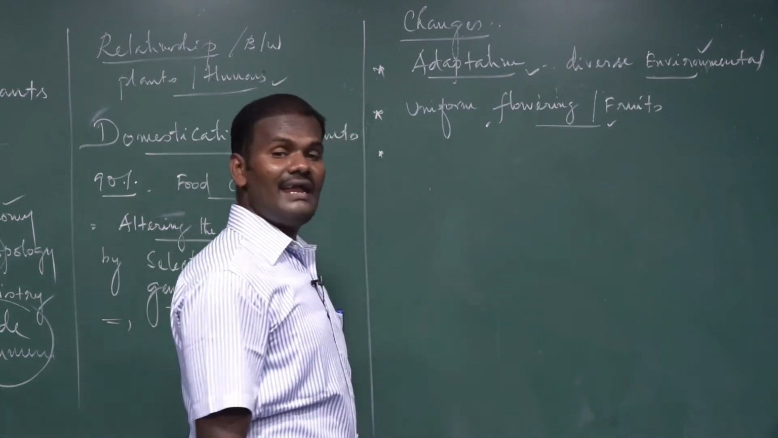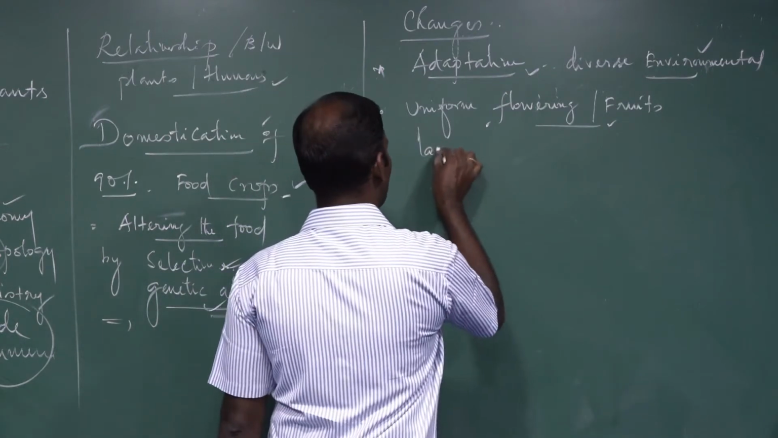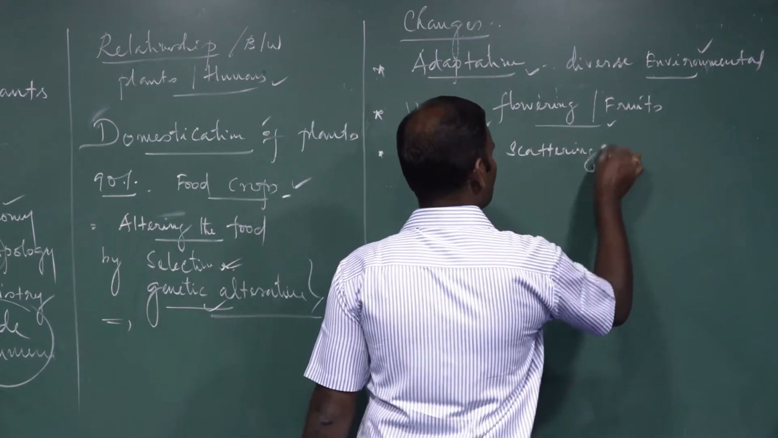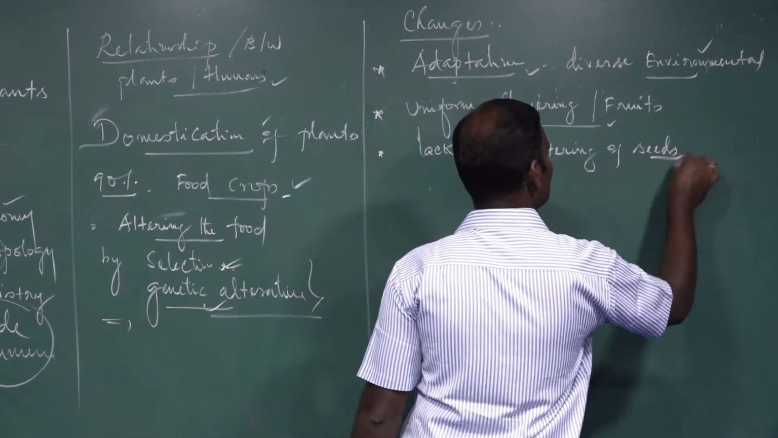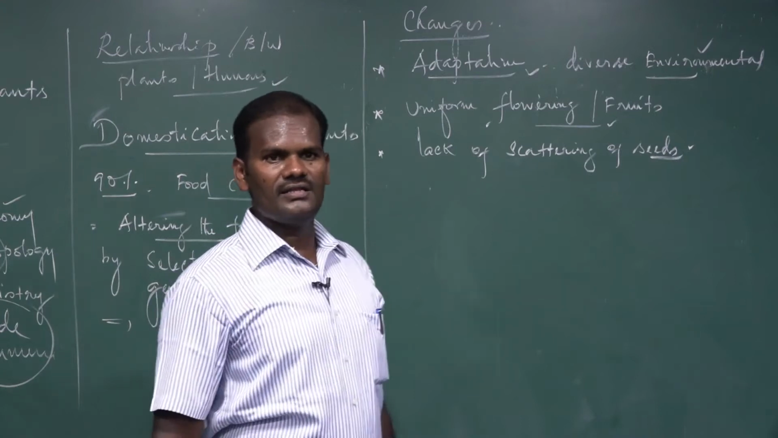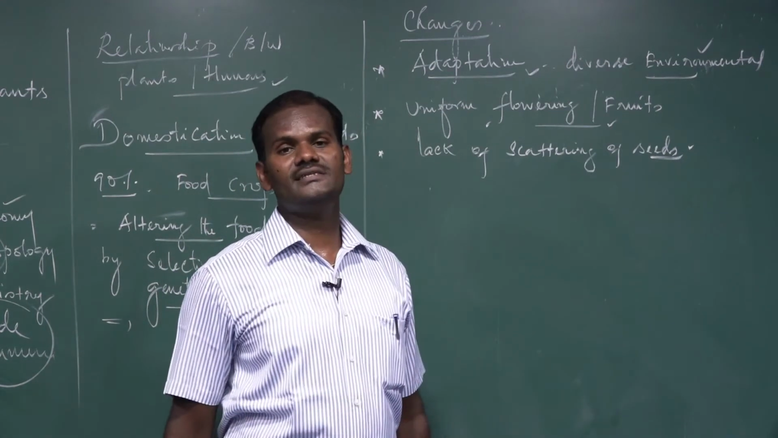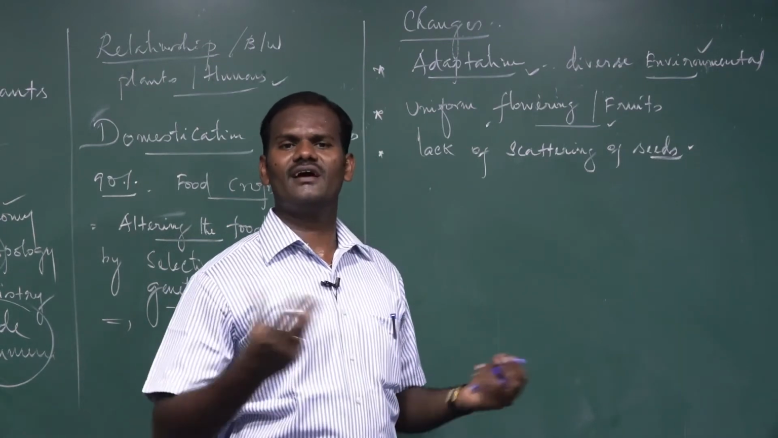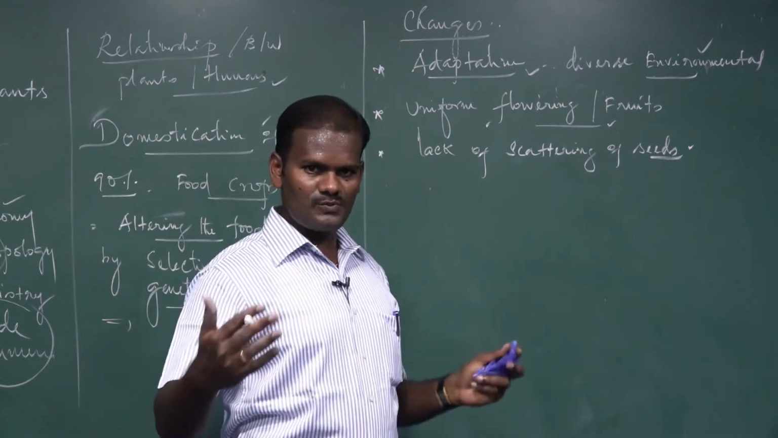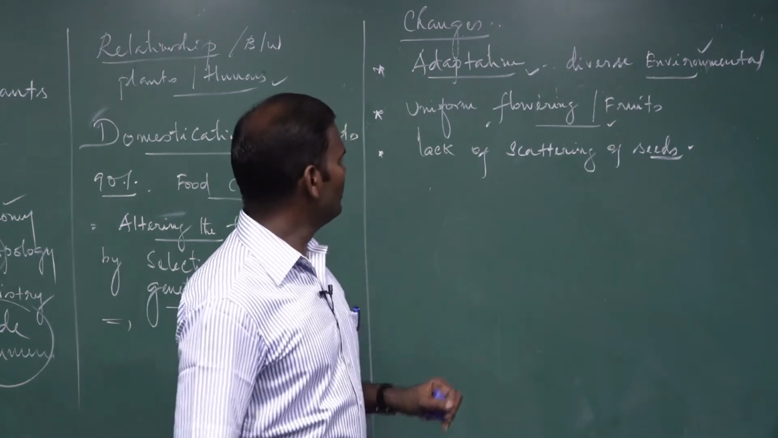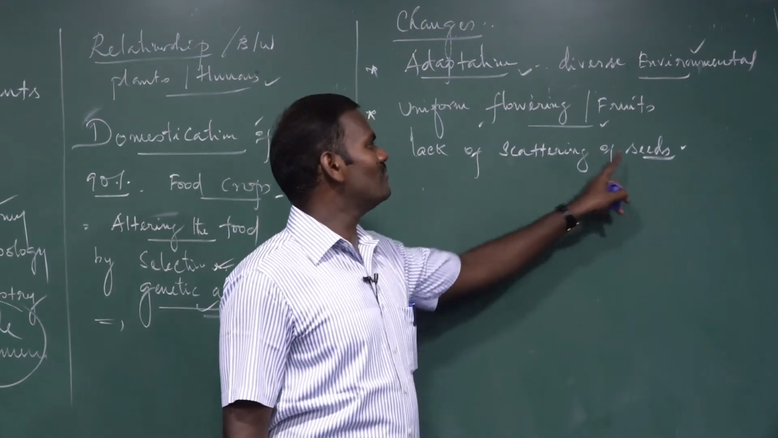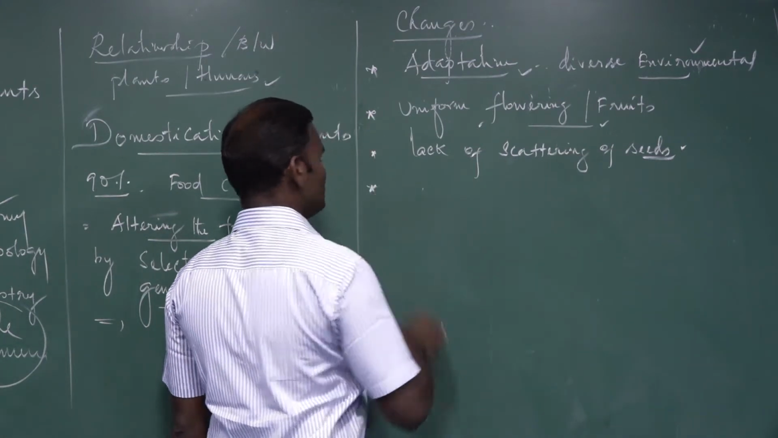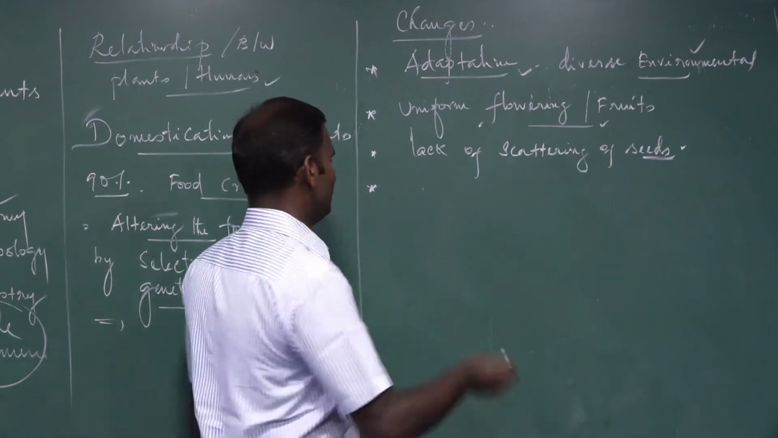The third one is lack of scattering of seeds. If the plant species are wild in nature, they may easily spread out through various agents, for example insects and also wind, involved in spreading of seeds and fruits. But if the species gets domesticated under human control, there is a failure of spreading or dispersal of seeds, that is called scattering of seeds. It is another change.